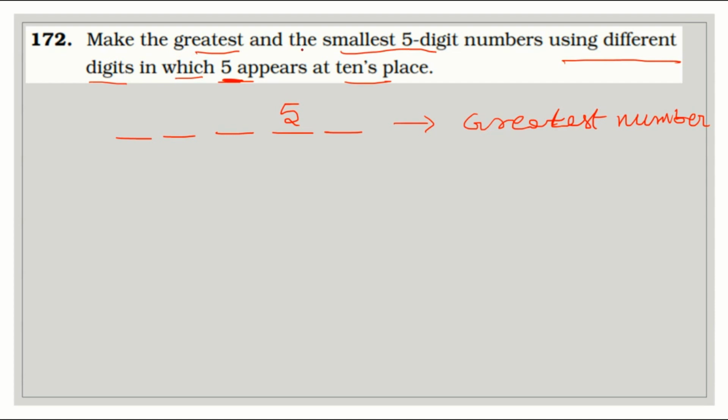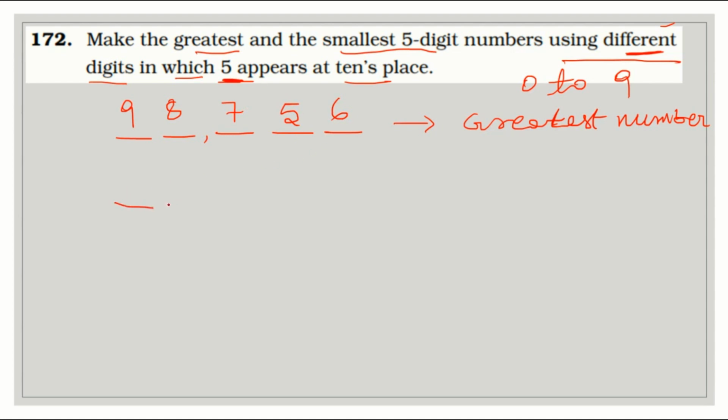Make the greatest and smallest 5-digit number using different digits. So with different digits, what are the available digits for us? 0 to 9. Among 0 to 9, we have already used 5, and forming the greatest, we will start with 9, 8, 7, 6. So 98,756 becomes the greatest number having 5 in tens place.